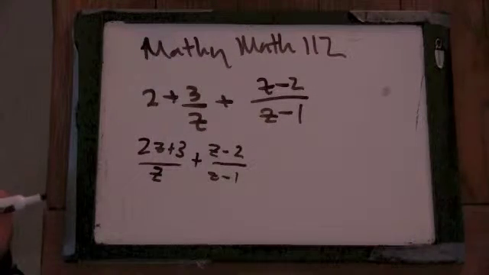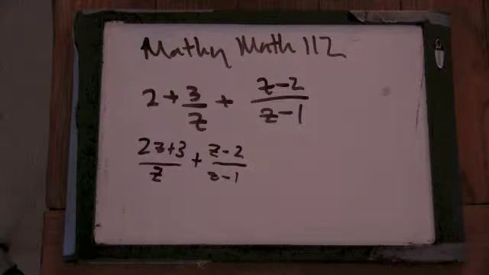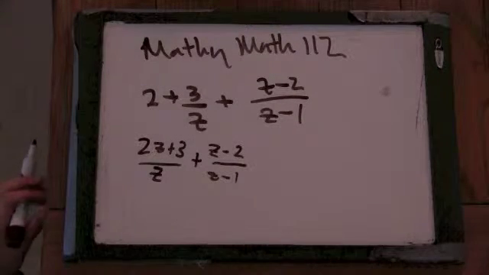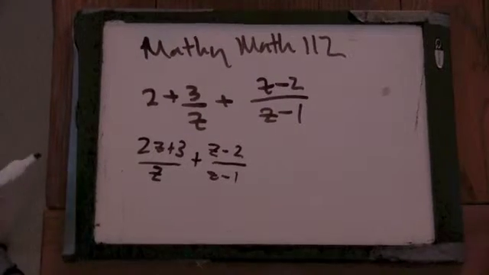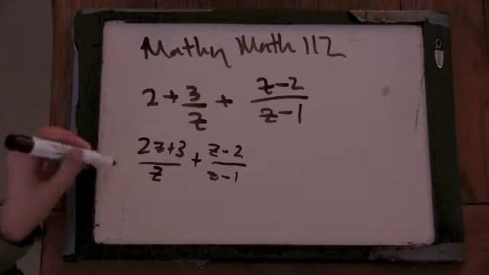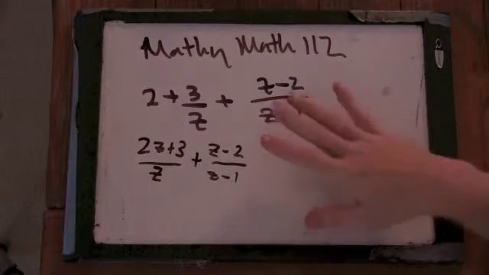So what are you trying to do at this step? Well, I'm trying to get a common denominator. What do you think that common denominator is going to be? Well, it could be z times z minus 1. So, if I multiply it by z minus 1 over z minus 1 here. Well, let's talk about that.